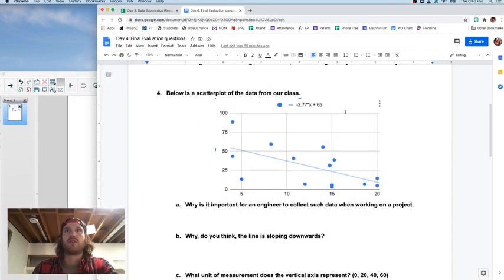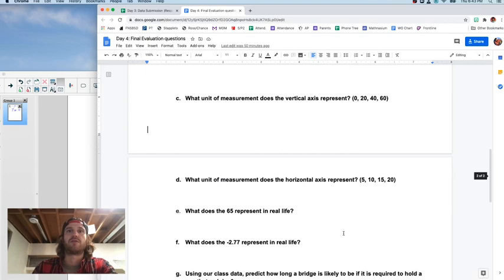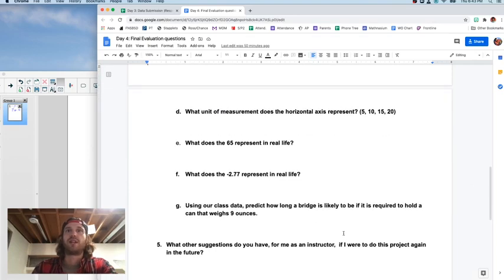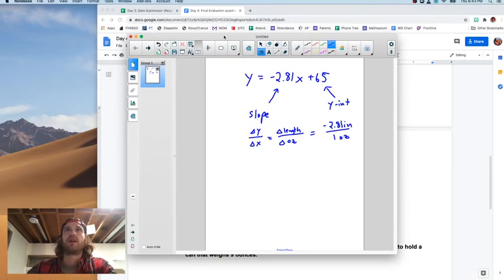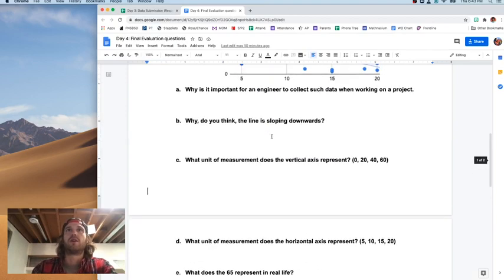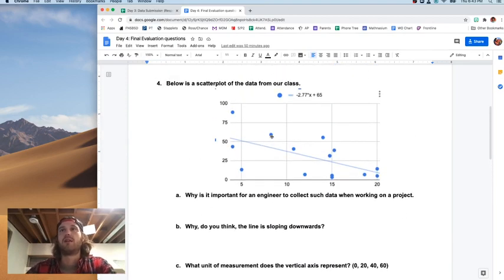So the last question says, I'll let you do this on your own. The last question says, using your class data, predict how long a bridge is likely to be if it's required to hold a can that is 9 ounces. Okay, let's not do 9. You're going to do 9 for your assignment, and I'm going to grade that. Let's do one that's not on here. Let's say a 6-ounce can. 6-ounce can is right here. We would expect a bridge that's holding a 6-ounce can to be about, let's say, high to mid 40s, 47 inches long.